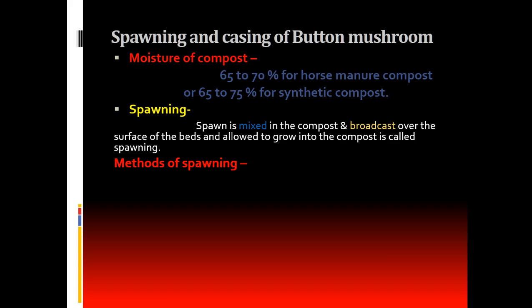Okay, now the methods of spawning. First is the broadcast method. Spawning means a mixture, only a mixture over the surface of the bed which we have already prepared. The first method is the broadcast method, the second is the ruffling in method, and the third is the mixed spawning method. These are the three methods. We will first learn what is meant by the broadcast method.